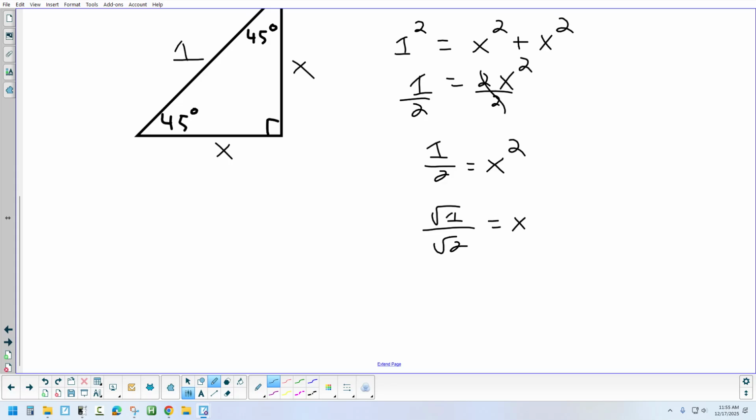Okay, but you need to simplify that as much as you can. What's the square root of 1? Well, that part's easy. But the square root of 2, does that come out to a nice number? No. So we just have to fix it so we don't have the square root in the bottom. Multiply by square root of 2 over square root of 2.